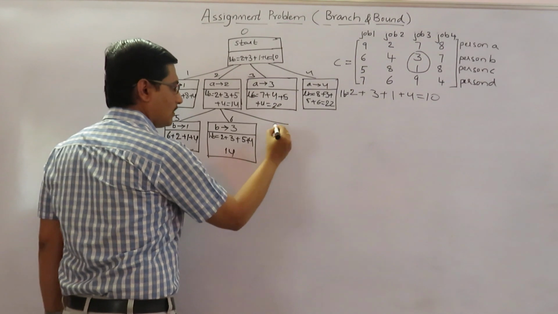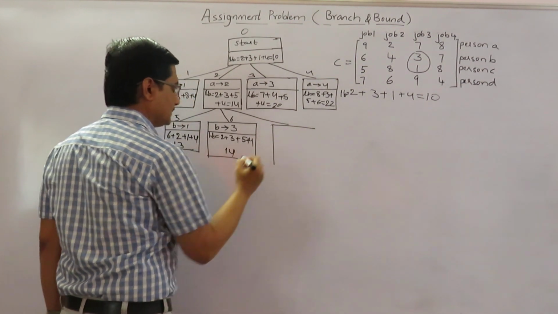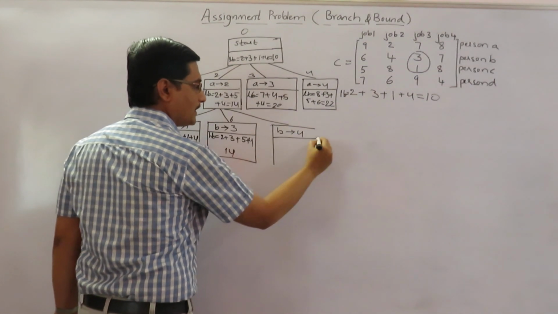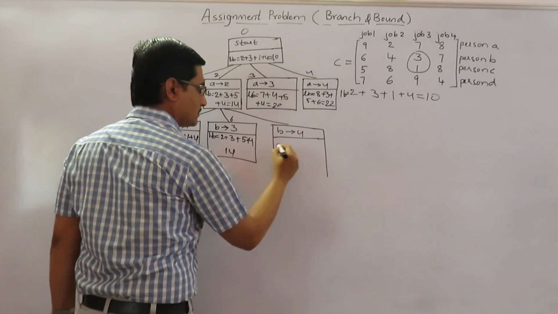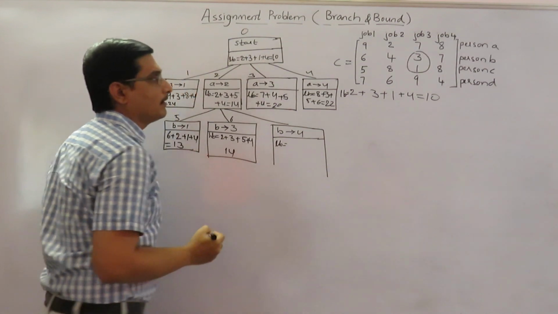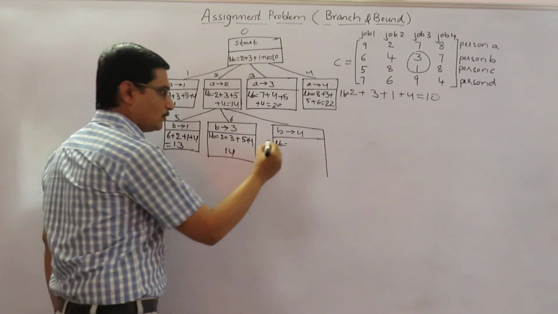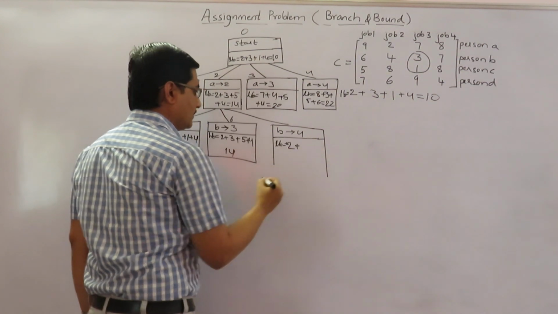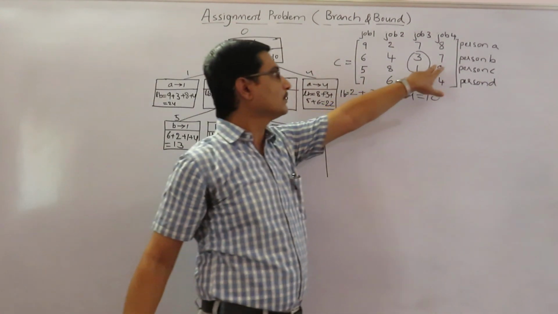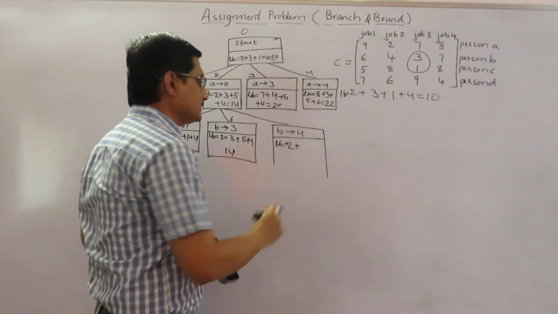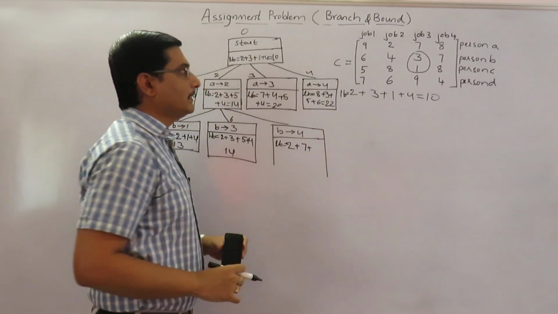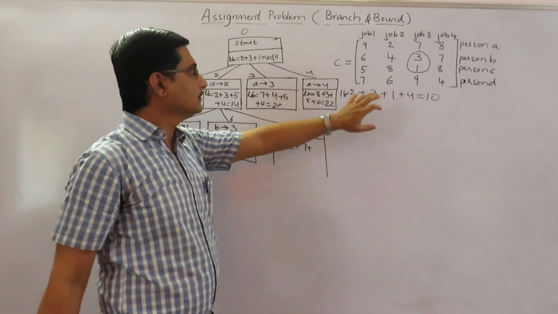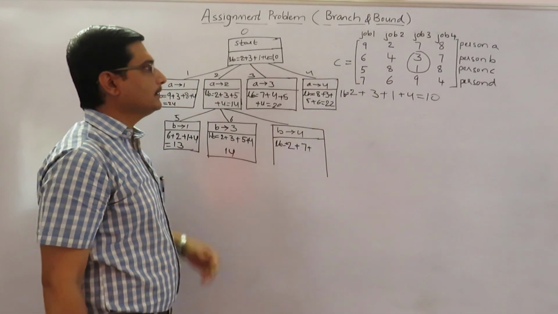So the remaining job for B is job 4. If we assign job 4 to person B, what will be the cost? So the lower bound will be, person A has already taken job 2 from this node. Okay, now we are assigning fourth job to person B, the cost of that is 7. So we are left with job 3 and job 1.